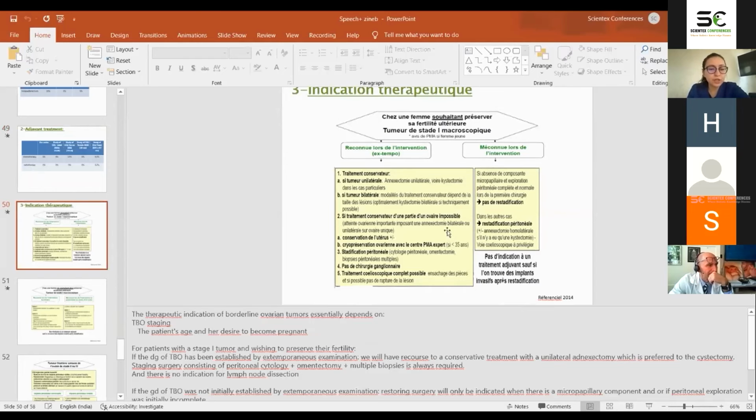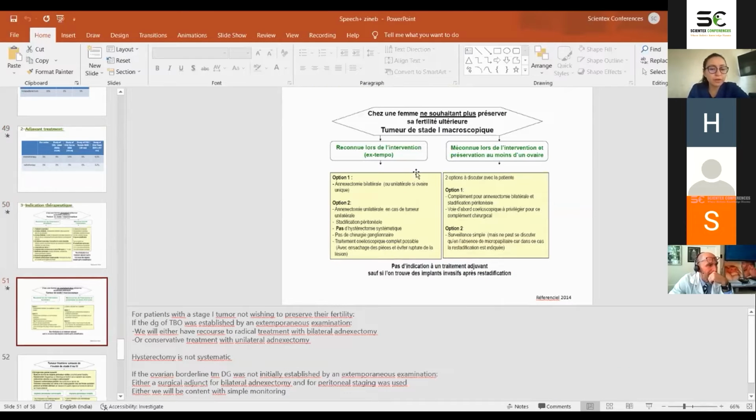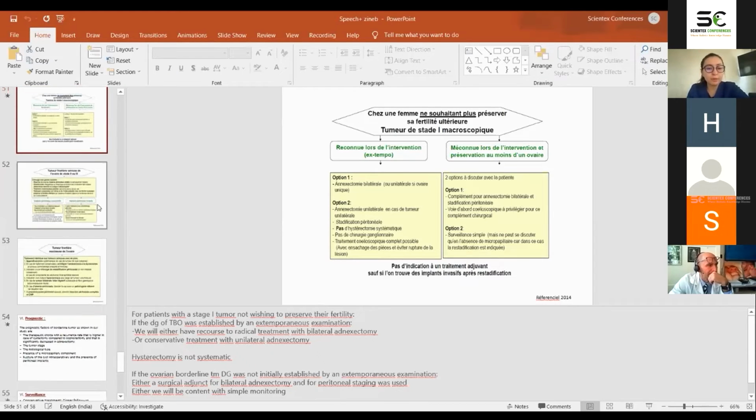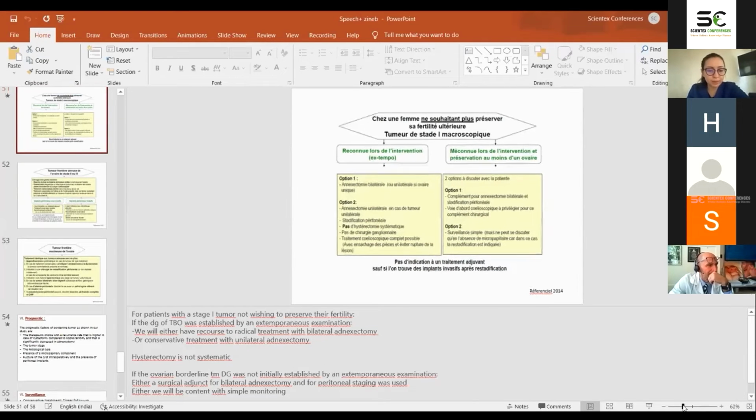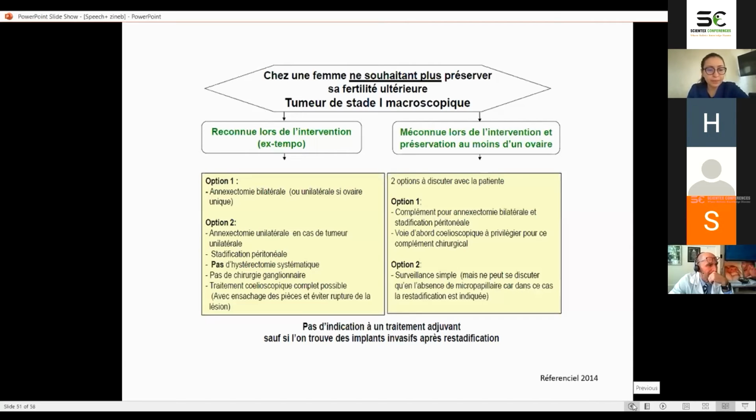For patients with a stage 1 tumor not wishing to preserve their fertility, if the diagnosis of TBO was established by an extemporaneous examination, we will either have recourse to a radical treatment with bilateral adnexectomy or conservative treatment with unilateral adnexectomy. Hysterectomy is not systematic. If the ovarian borderline tumor diagnosis was not initially established by an extemporaneous examination, either a surgical addition of bilateral adnexectomy and peritoneal staging was used, or we will be content with simple monitoring.